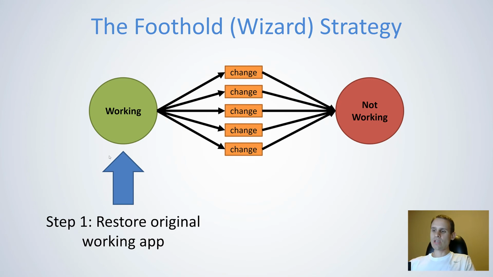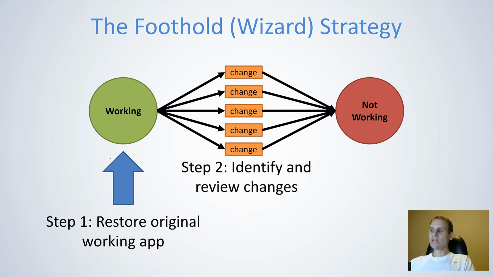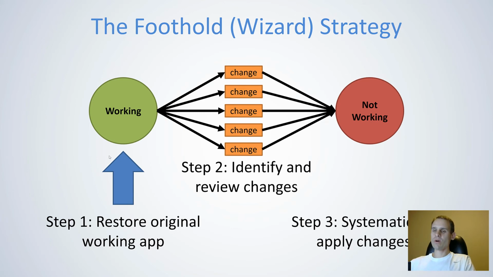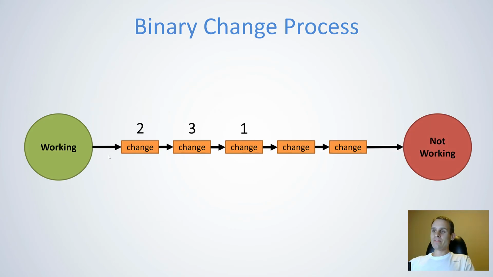So first, you get back to the working state. Next, you start making some changes and you identify these changes and what impacts they have on the system, and you review them and you systematically apply them until you identify which change is the one that caused it to stop working. And another step further is to do this in a binary process.